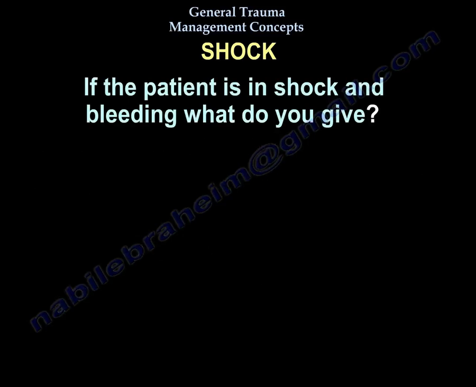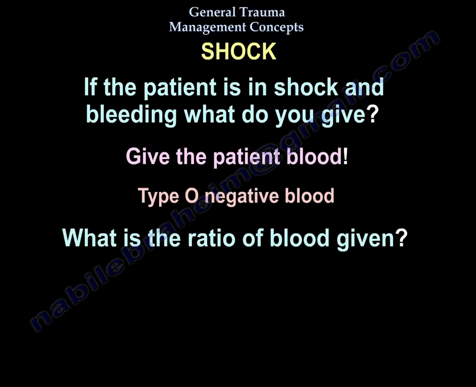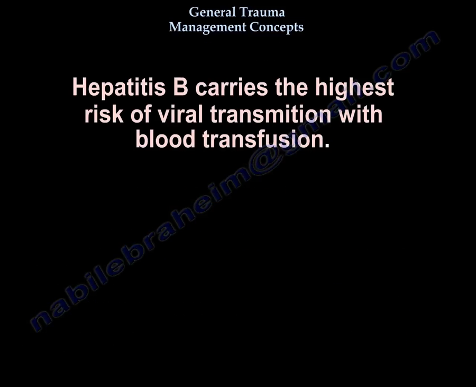So if the patient is in shock and bleeding, what do you give? You give blood. Which one? O negative blood. What is the ratio? The packed RBC will be 1, fresh frozen plasma will be 1, platelets will be 1, a 1 to 1 to 1 ratio. And that will avoid dilution thrombocytopenia. Hepatitis B carries the highest risk for viral transmission in the blood transfusion.